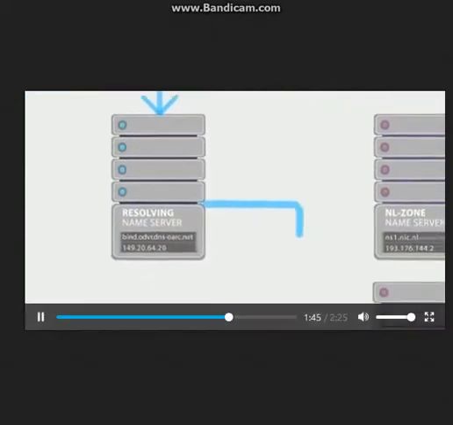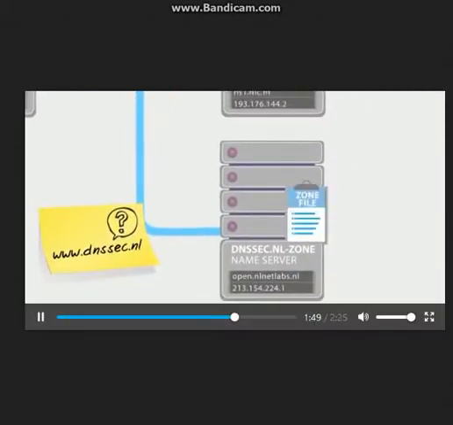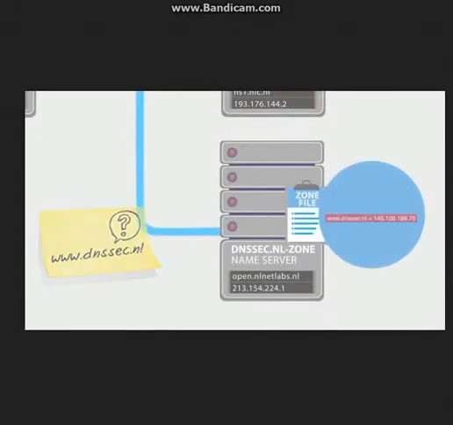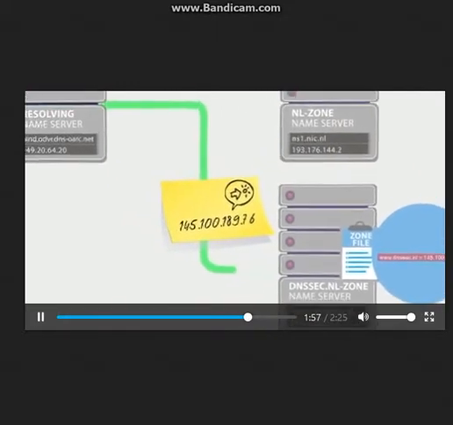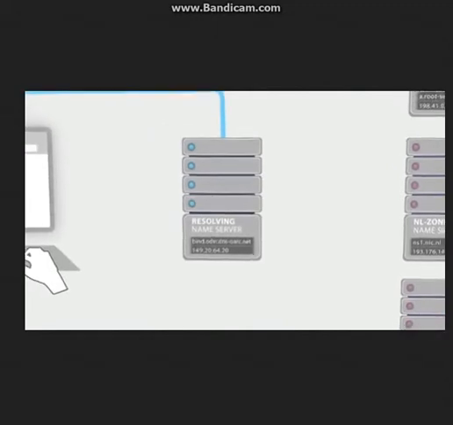The resolver sends out the same question once more, this time to the dnssec.nl name server. That name server looks in its zone file and finds the answer your computer's been looking for. The answer is sent back to the resolver. The resolver forwards the answer straight to your system.